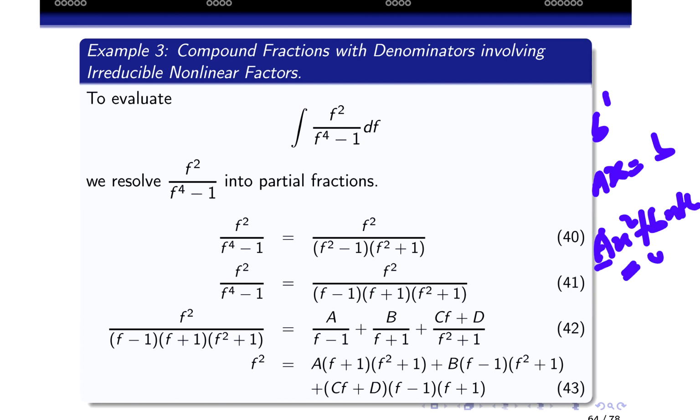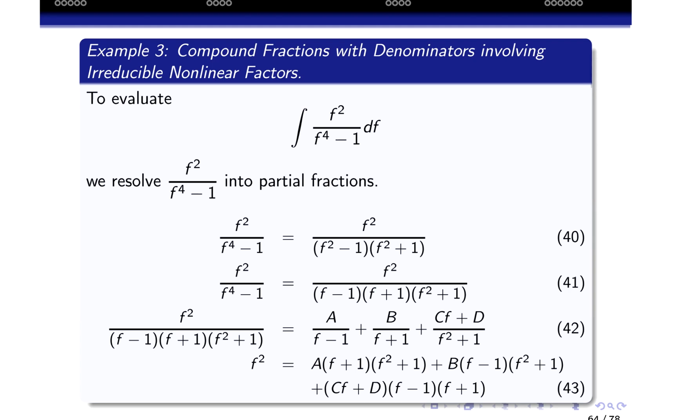So when something is non-linear, it means it has power 2 upwards, or it is some kind of expression that does not give you a straight line, like maybe some transcendental function too. Okay, so, compound fractions with denominators involving irreducible non-linear factors. The denominator has factors that are non-linear and cannot be reduced to linear.